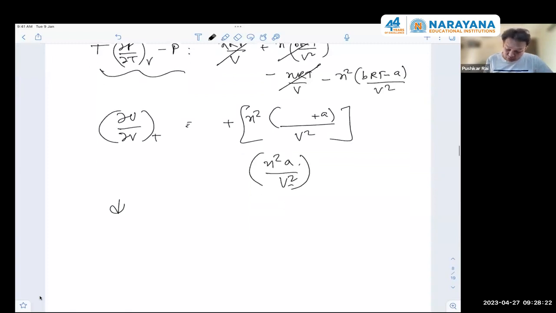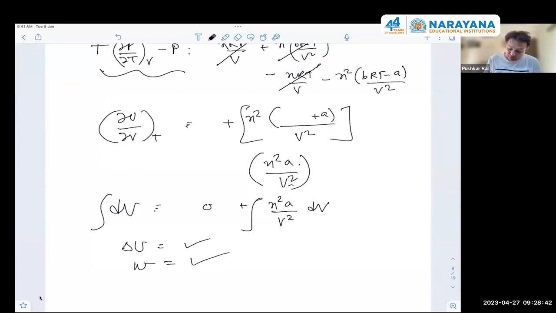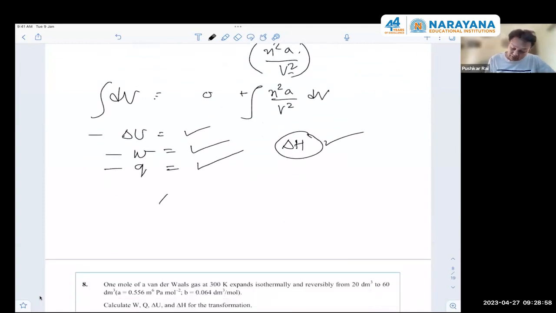So we can say that dU becomes what? First term was 0 plus n square a by V square into dV. And now you integrate it and you can get the value of delta U. So you got delta U, you got W. So what else did you get? You also got Q. And if you get Q, W, delta U, then you will also get delta H. How to get delta H in this process?